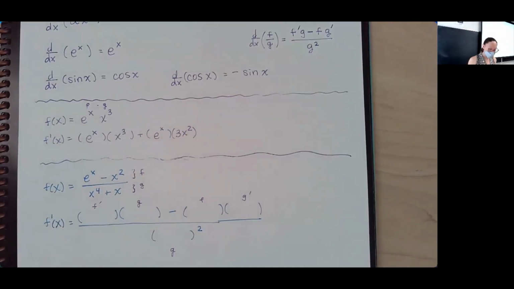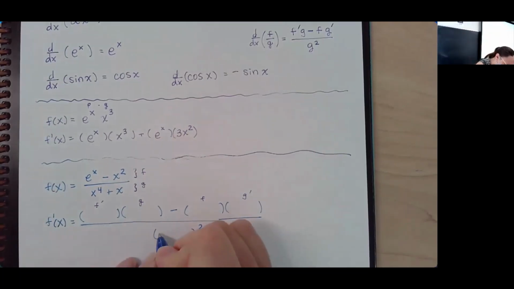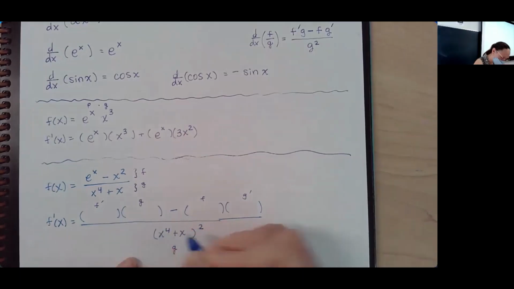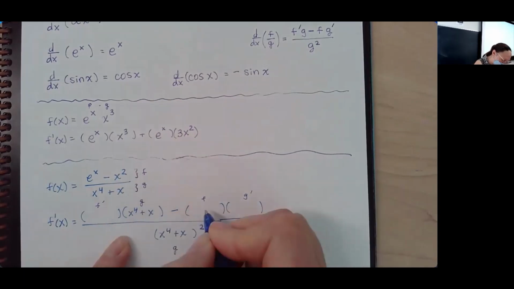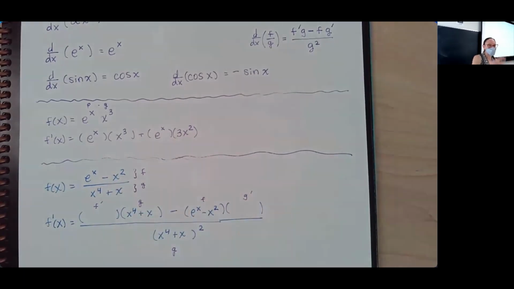I'm going to put in the stuff that doesn't require derivatives. So x to the 4th plus x will stay on the bottom. It'll go up here. And my e to the x minus x squared will go there. And then I just need to sprinkle on the calculus.